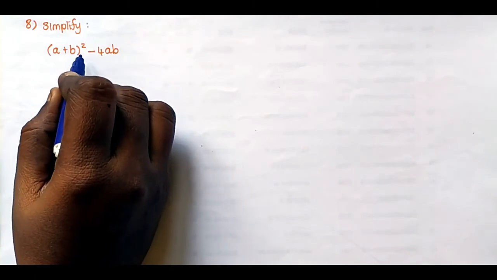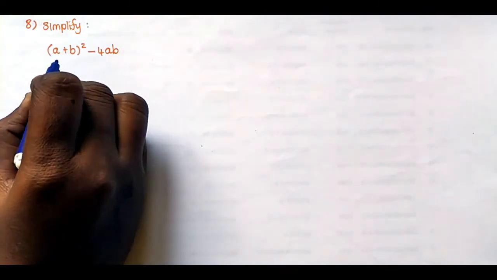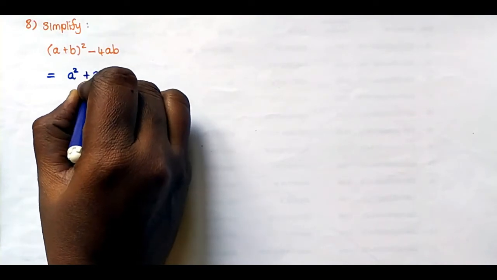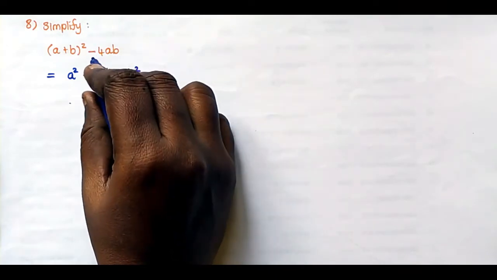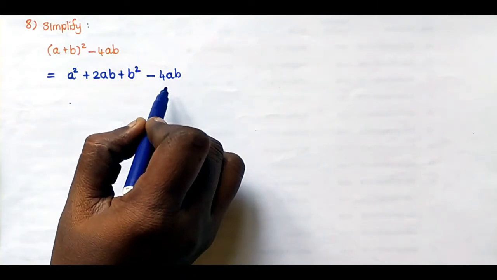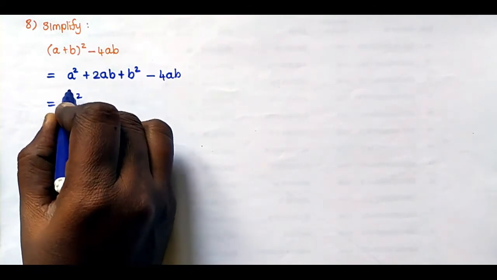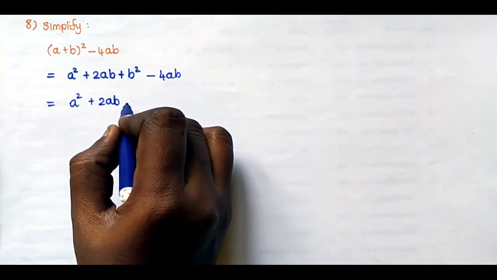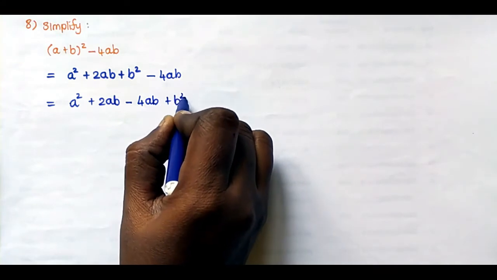Eighth sum, simplify a plus b whole squared minus 4ab. Listen. First one, apply the formula a plus b whole squared: a squared plus 2ab plus b squared minus 4ab. Here minus 4ab is there. Right. Now assemble the ab terms. Here a squared plus 2ab. Here also an ab term is there, no. So that is minus 4ab plus b squared.